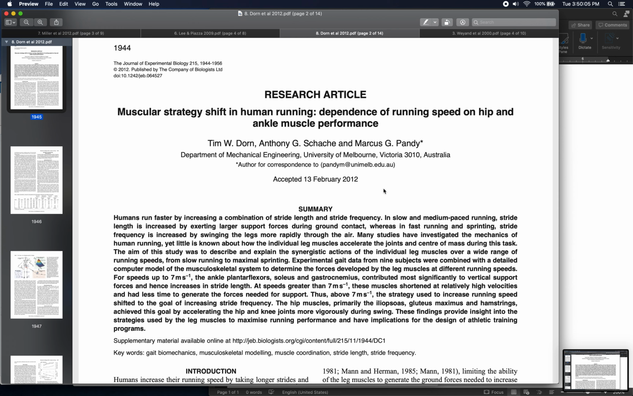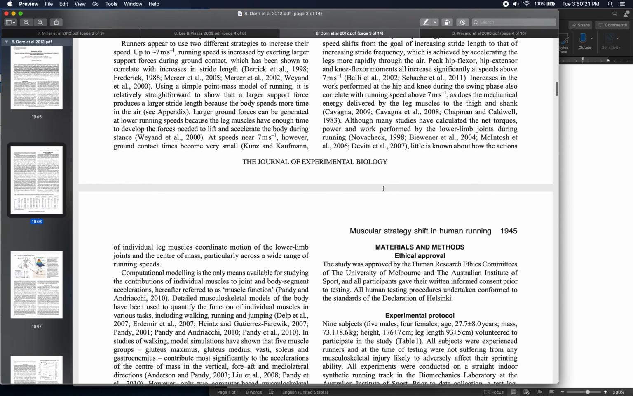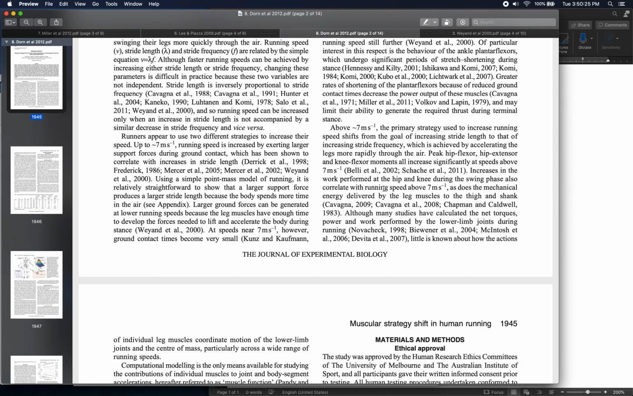Number 8 in our series on sprinting biomechanics is a 2012 paper by Dorn et al., titled Muscular Strategy Shift in Human Running: Dependence of Running Speed on Hip and Ankle Muscle Performance. Here, they took biomechanics measurements of, I think, 9 individuals who ran on a treadmill at speeds from 3.5 meters per second up to 9.5 meters per second or so.